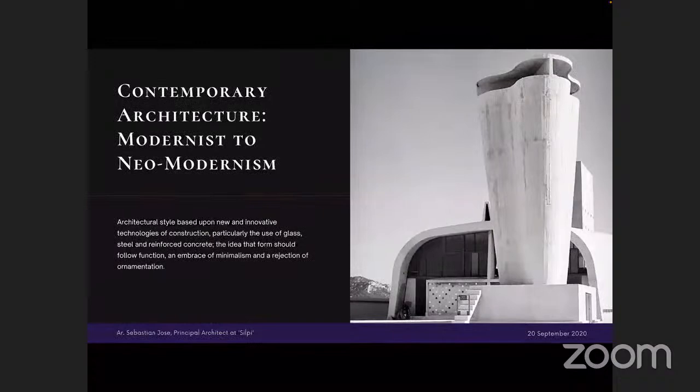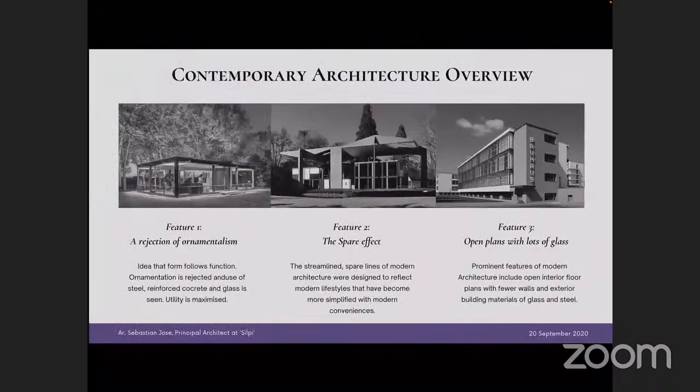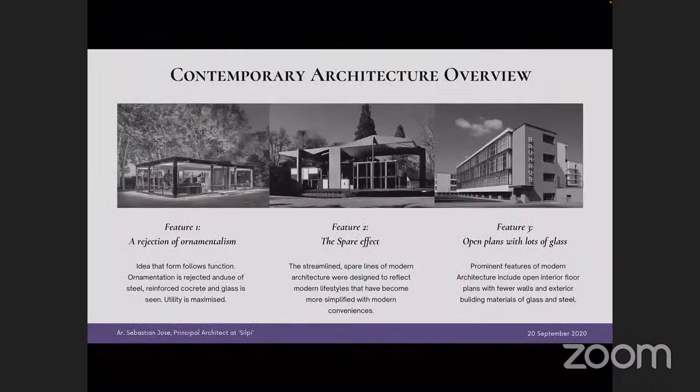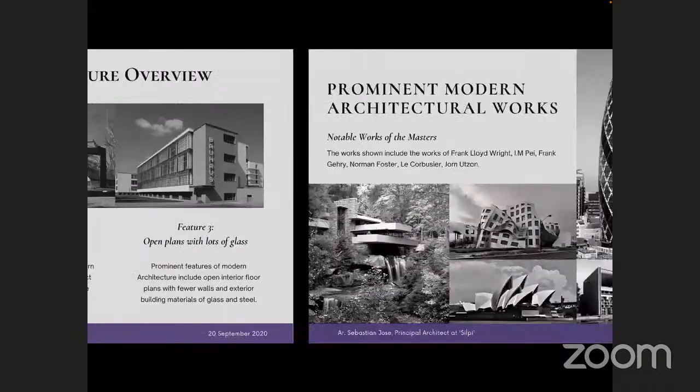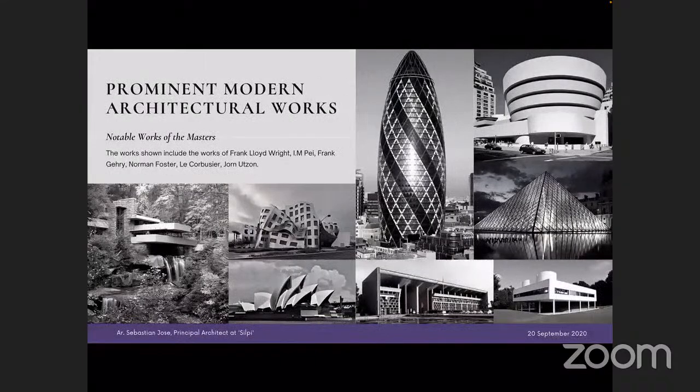Right now, we live in a contemporary, modern world of architecture. So it's called contemporary architecture. What contemporary architecture is basically about is rejection of ornamentalism. It's about being very bare, about a lot of open plan and a lot of use of glass.